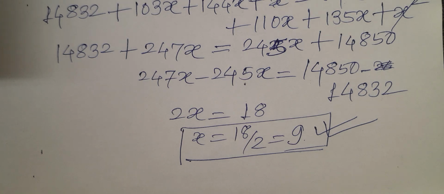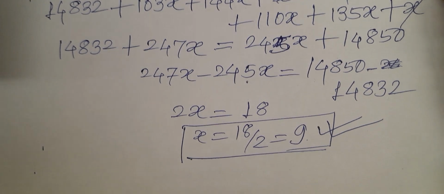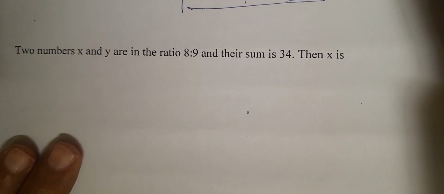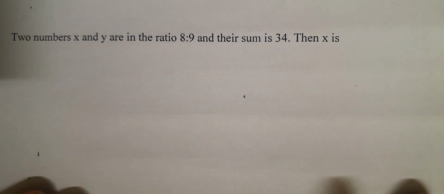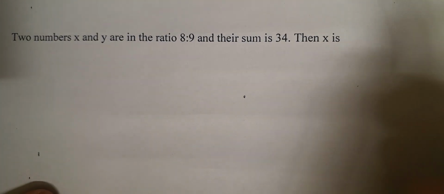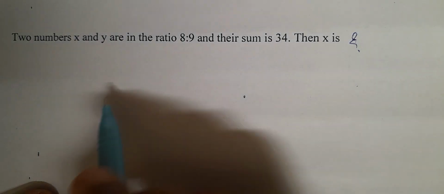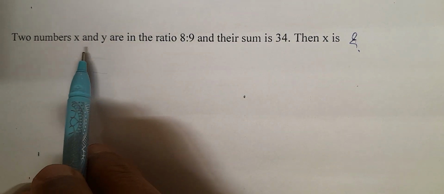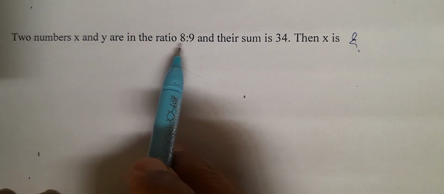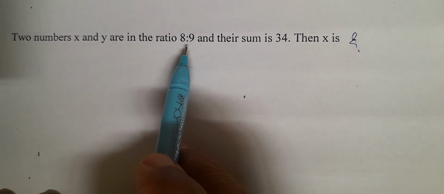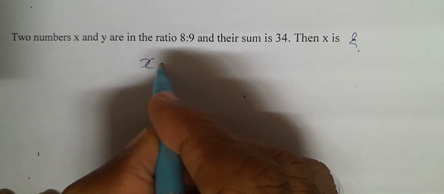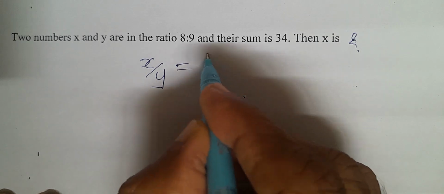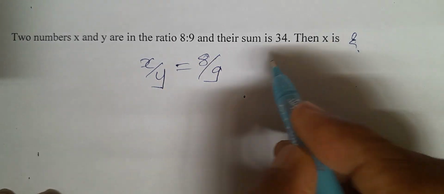Next example we will discuss: two numbers x and y are in the ratio 8 to 9 and their sum is 34. Then we have to find the value of x. If the two numbers x and y are in the ratio 8 to 9, so x by y is equal to 8 by 9. So this ratio is given.